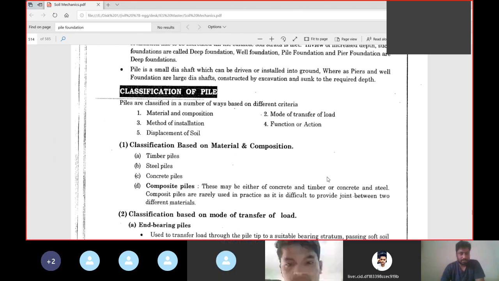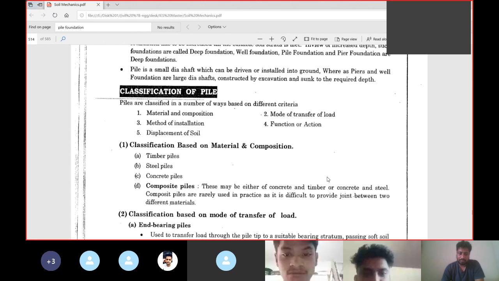Classifying pile based on material and composition. So when I say material and composition, basically I'll be discussing the timber pile, where the pile is made up of timber. When I say steel pile, it means the pile is made up of steel. And when I say concrete pile, it means the pile is constructed with the help of concrete. Composite piles, where we are using either concrete and timber in conjunction, or a conjunction of two types of piles, will come under this category of composite pile, right?